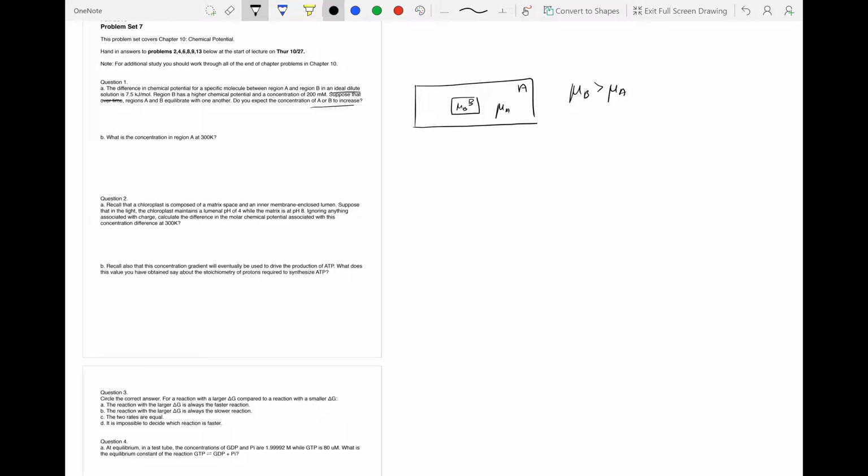And we know from the chapter reading that spontaneously the higher chemical potential will go to a lower chemical potential, which energetically makes sense from the definition of chemical potential, since chemical potential is just the density of free energy, and that density is going to want to be spread out. So from this analysis, we can determine that A will increase in concentration.